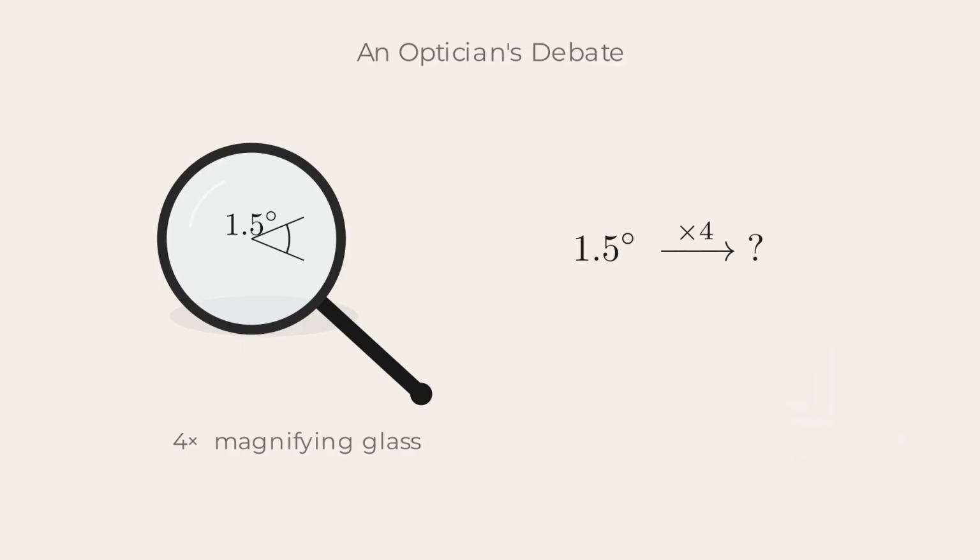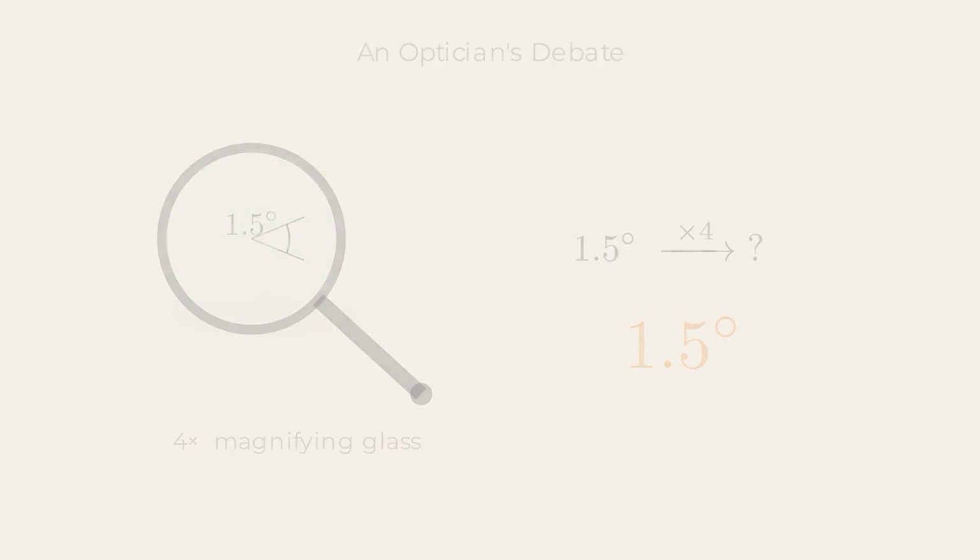The lens magnifies 4 times. Surely the angle is 4 times larger. 6 degrees. Wrong. The angle through the glass is still exactly 1.5 degrees, unchanged. And the reason why is one of the most elegant facts in optics.